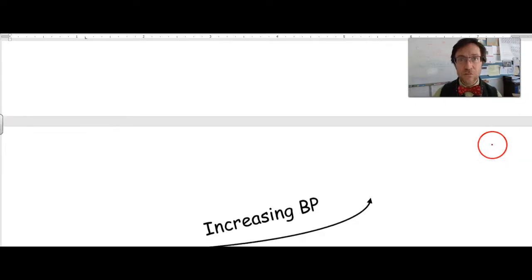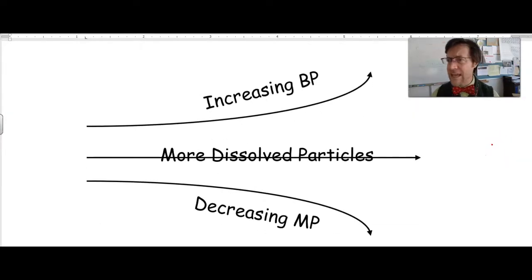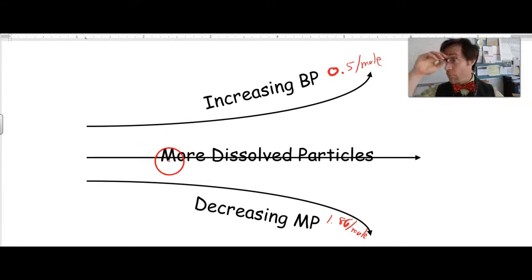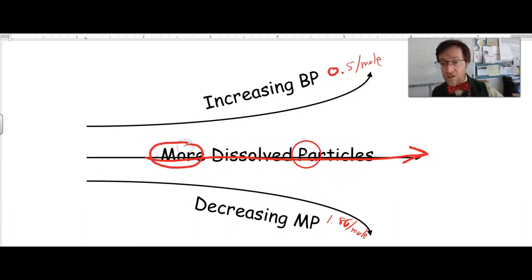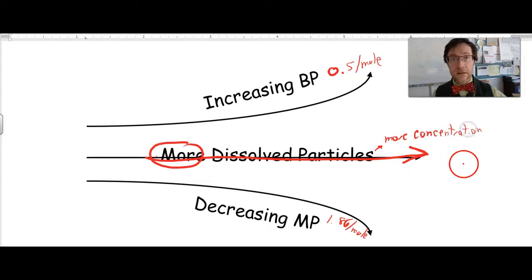Got it? Great. This is a picture because I can't remember anything. So increasing the boiling point, 0.5 per mole, and 1.86 per mole for the freezing point. This is the picture I draw. Anytime I have these colligative properties, what happens with your concentration, boiling point, freezing point, I draw an arrow that goes from left to right. You dig? And this is more dissolved particles, which means more concentration. You guys get what I'm saying?